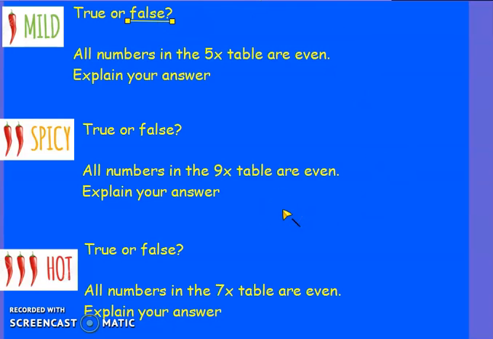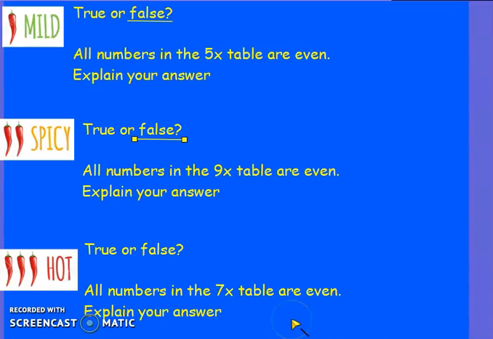The spicy statement said all numbers in the 9 times table are even. I hope you wrote your 9 times table down and had a look at that. You should have spotted that there are both odd and even multiples in the 9 times table. For example, 1 times 9 is 9, and we know that 9 is an odd number. Whereas 2 times 9 is even because 2 times 9 is 18, and it ends in an even number. So this statement is false. There are both odd and even numbers in the 9 times table.